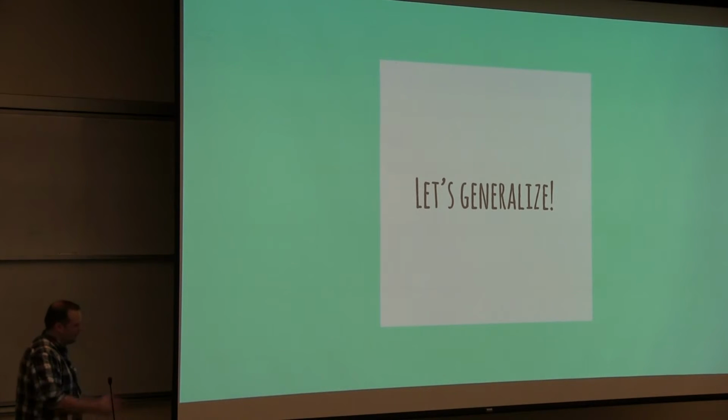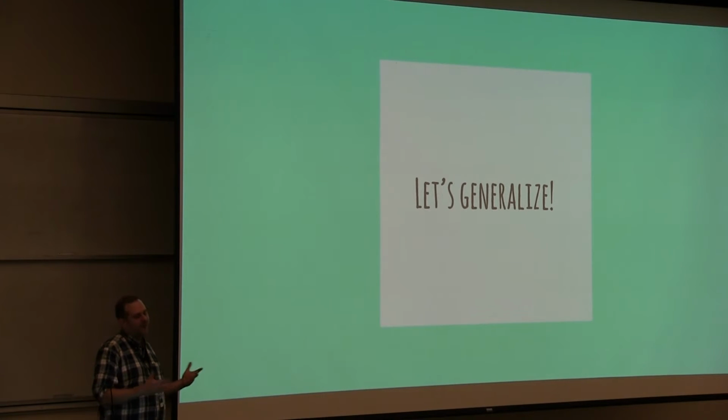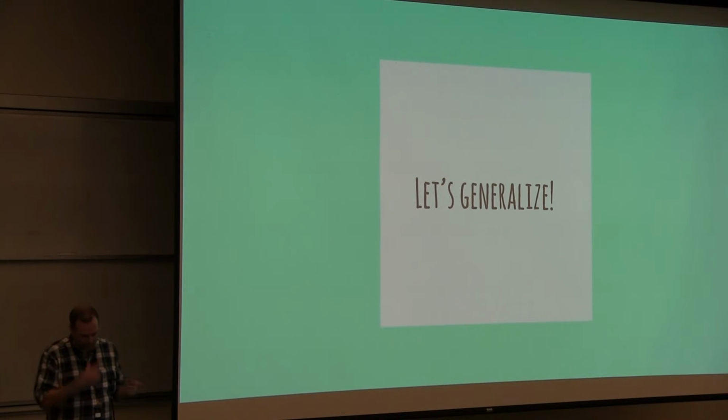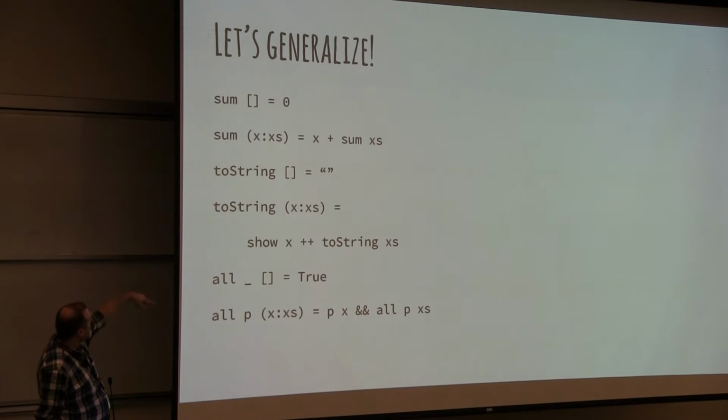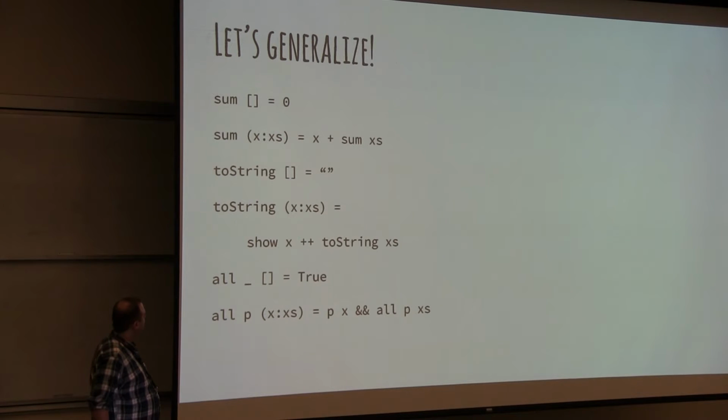But we did 3 functions, and if you look at the code, it is kind of the same code. So let's try to generalize that, do some refactoring. Let's put it all together, and it's kind of the same. We have a value for the empty case, the empty list, and functions that do something with the first element and call recursively on the rest of the list.